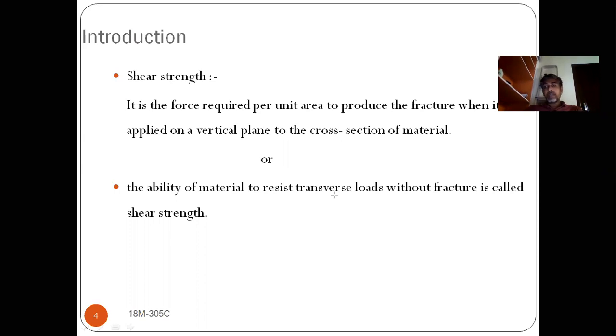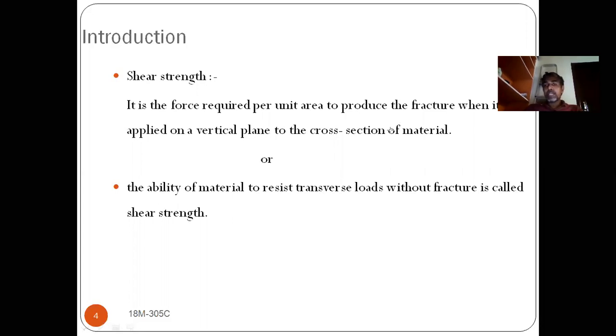If you see the first definition and the second definition, in the first definition we are defining the force. It is the force required per unit area. Per unit area means it is nothing but strength or stress. So how much load you are applying per unit area to get a fracture, when it is applied in the vertical plane to the cross section of the material. For that cross section of the material, you apply the load in a vertical plane to get a fracture. That load per unit area is known as shear strength.